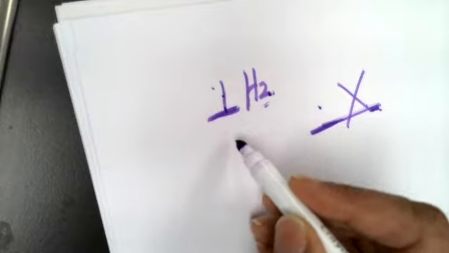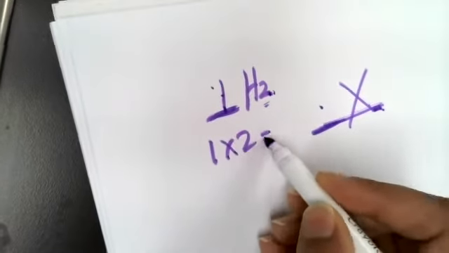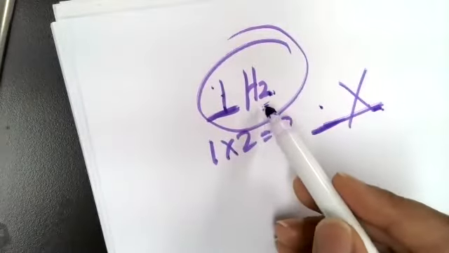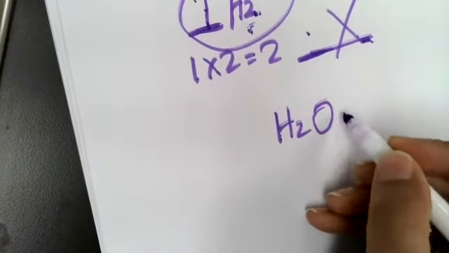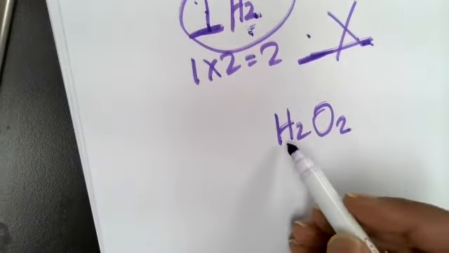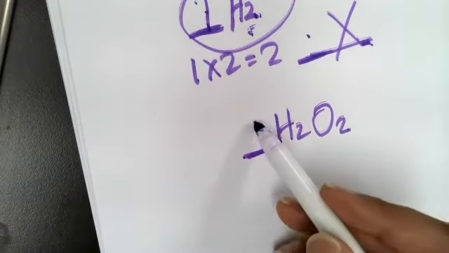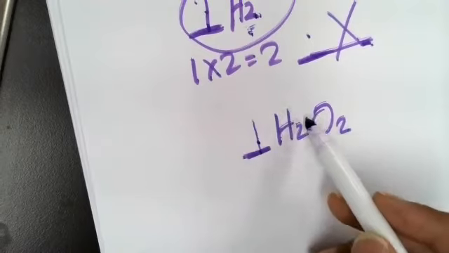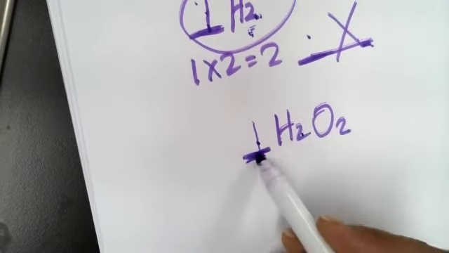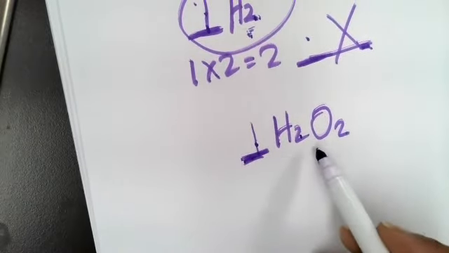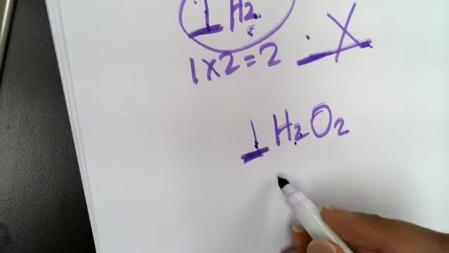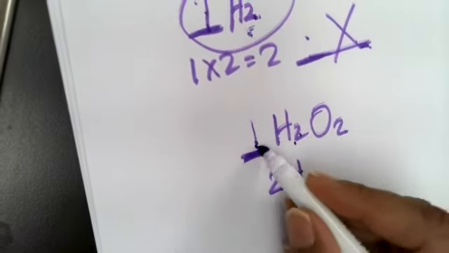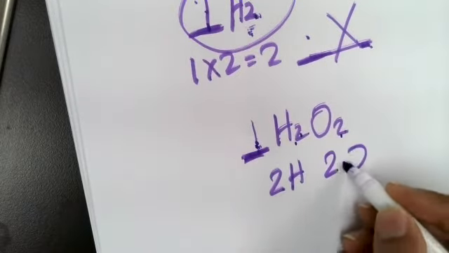So if I have 1 here, 1 times 2 is 2. So I am looking at 2 hydrogen atoms. If I am looking at H2O2, which is hydrogen peroxide, and there's nothing in front, that means it's 1. This 1 applies to both the hydrogen and oxygen because it is written in front of the hydrogen peroxide molecule. So I've got 1 times 2, 2 hydrogen atoms, and I've also got 1 times 2, 2 oxygen atoms.